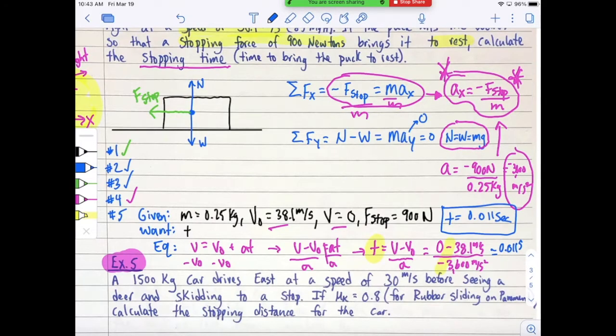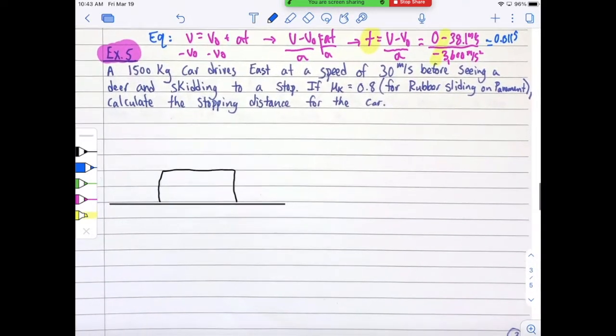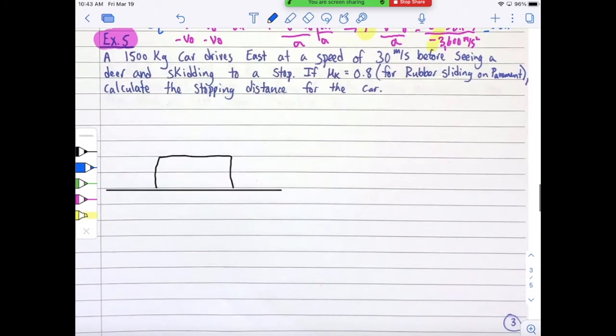All right, let's try a little bit tougher one. Each problem kind of gets a little bit tougher because we're making our brains tough and smart. Example 5. A 1,500 kilogram car drives east at a speed of 30 meters per second before seeing a deer and skidding to a stop. If the coefficient, mu k, of kinetic friction is 0.8 for rubber sliding on pavement, calculate the stopping distance for the car.